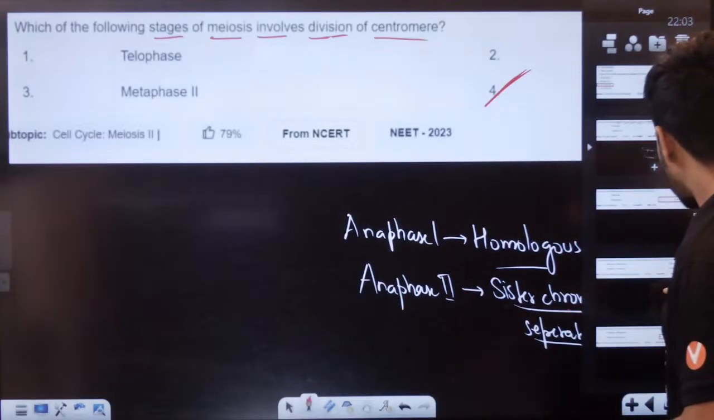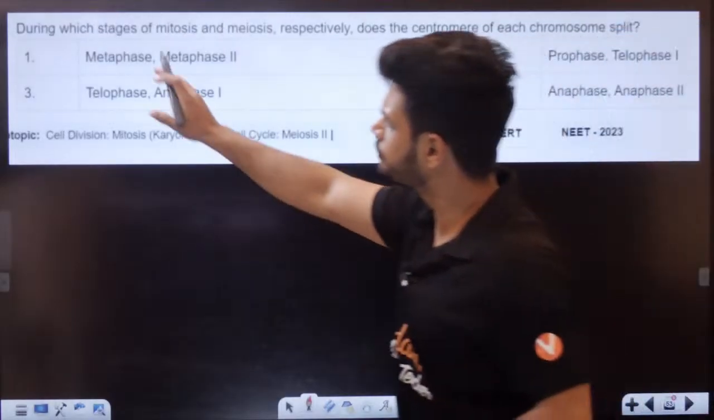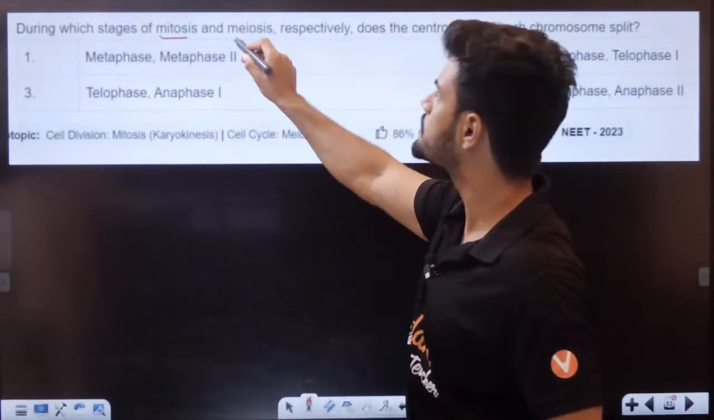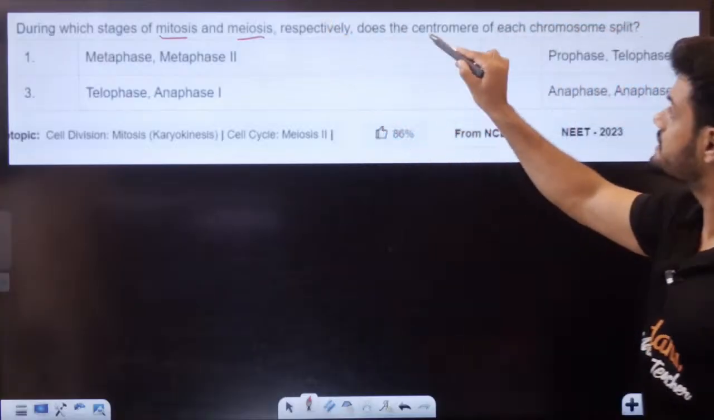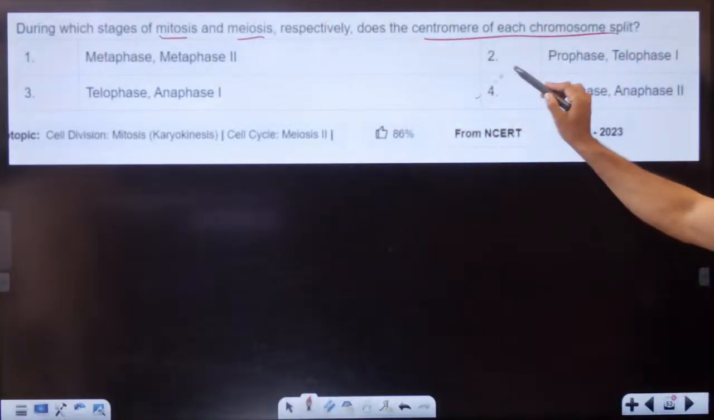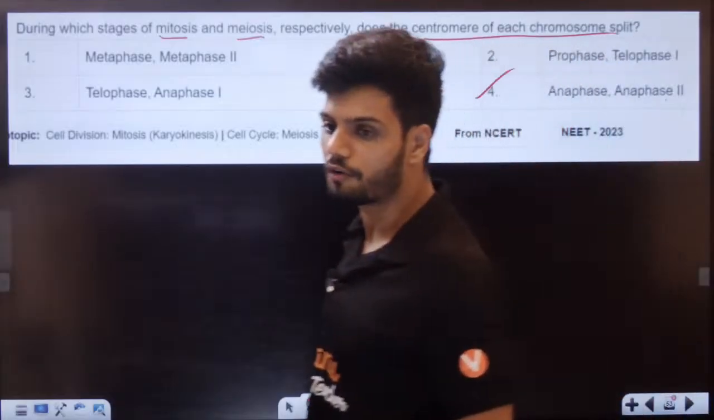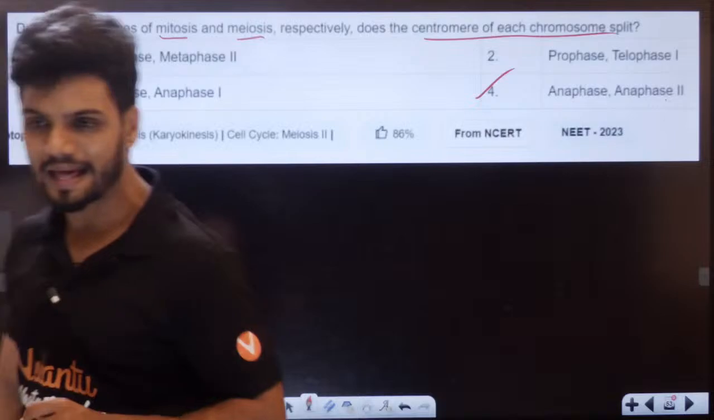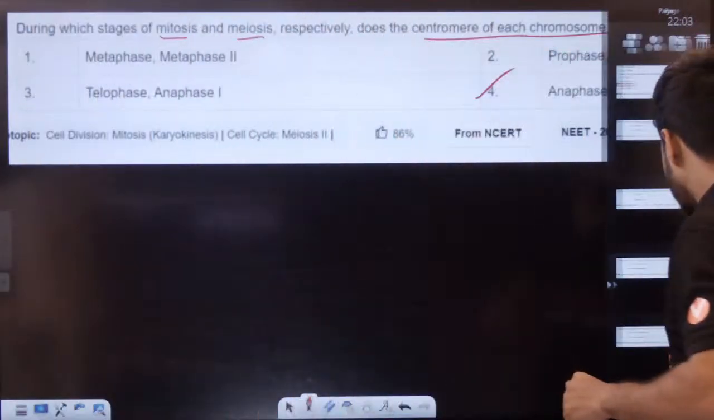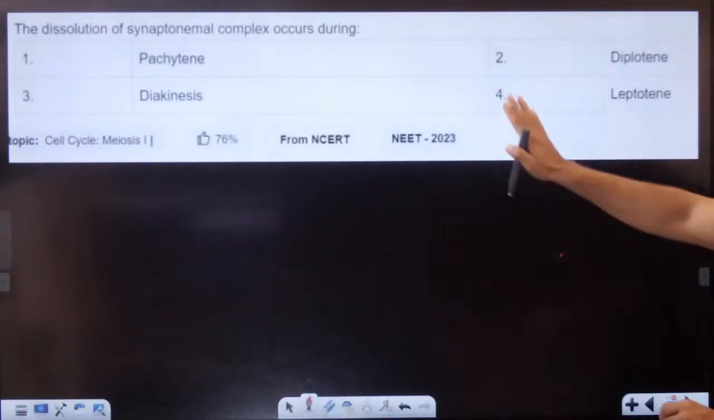Clear? So they can change the question to something like this. During which stage of mitosis and meiosis respectively does the centromere split? In anaphase of mitosis, anaphase 2 of meiosis. Anaphase 2 of meiosis they separate out. Okay. Or they can ask you a simple question like this.